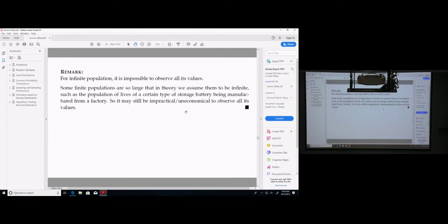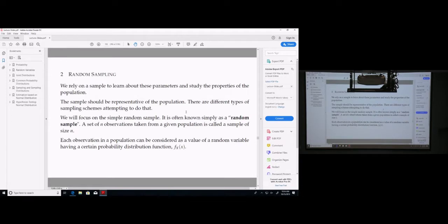For an infinite population, it is impossible to observe all its values, and that basically forces you to do sampling. Some finite populations are so large that in theory we assume them to be infinite, such as the population of lives of a certain type of storage battery being manufactured from a factory. It may be impractical or uneconomical to observe all its values. There are many sampling schemes, and it is a subject in itself.